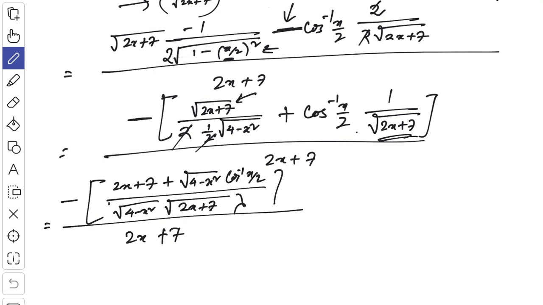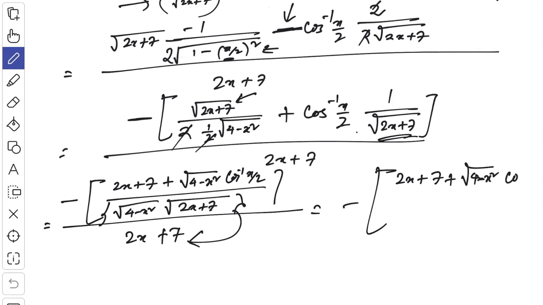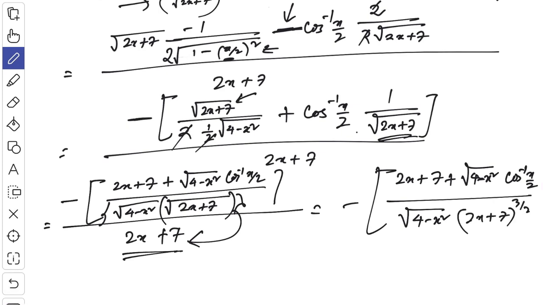And so this denominator will be multiplied here, then what you will get: 2x plus 7 plus root 4 minus x square cos inverse x by 2, and here you will get 4 minus x square, and the product of root of 2x plus 7 with 2x plus 7, the product of that will be 2x plus 7 to the power 3 by 2, isn't it? If you multiply x and root x, then what do you get? x to the power 3 by 2. So similarly, if you multiply this one with this, then you will get this. Okay, so this is our result.